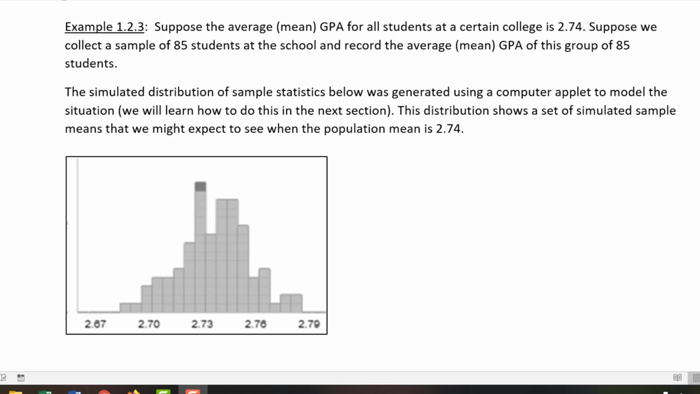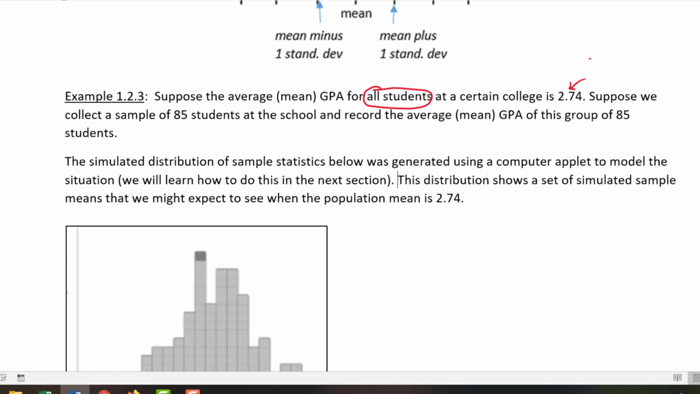In this video, we'll go through example 1.2.3 from the book. In this example, we imagine that we have a population of students at a certain college whose mean GPA is 2.74. That is the mean for all students at the college. So notice and draw your attention to those words, because then you can recognize the difference between your statistics and your parameters. This is for all students.